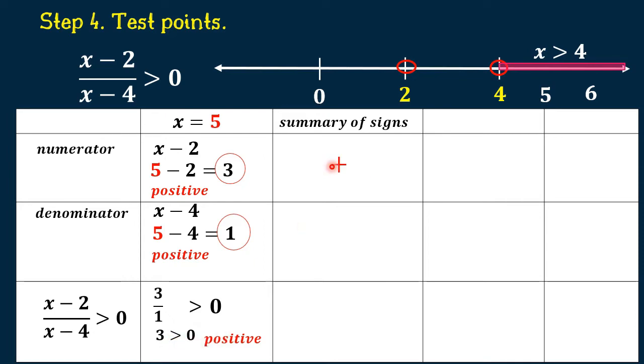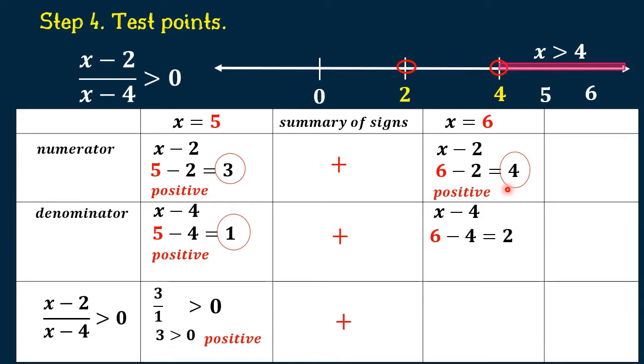So we have here summary of signs. Our numerator is positive. Denominator is positive. Positive divided by positive is positive. Next, we have 6. We will test 6. So we have to plug in to numerator x minus 2. So we have 6 minus 2 which is equal to 4. The result is positive.